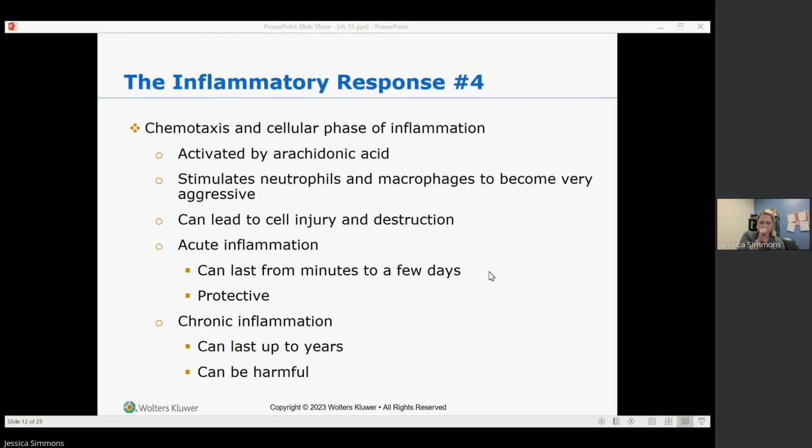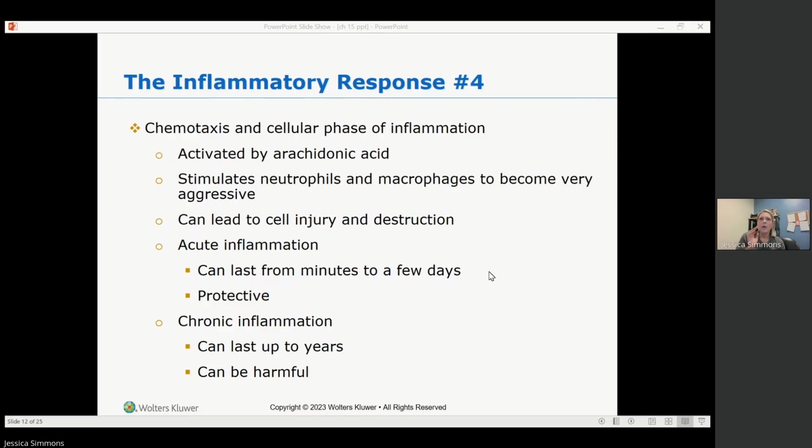So, excuse me, I have said this, and I'll say it 100 times. Inflammation can actually cause more injury than the injury itself.